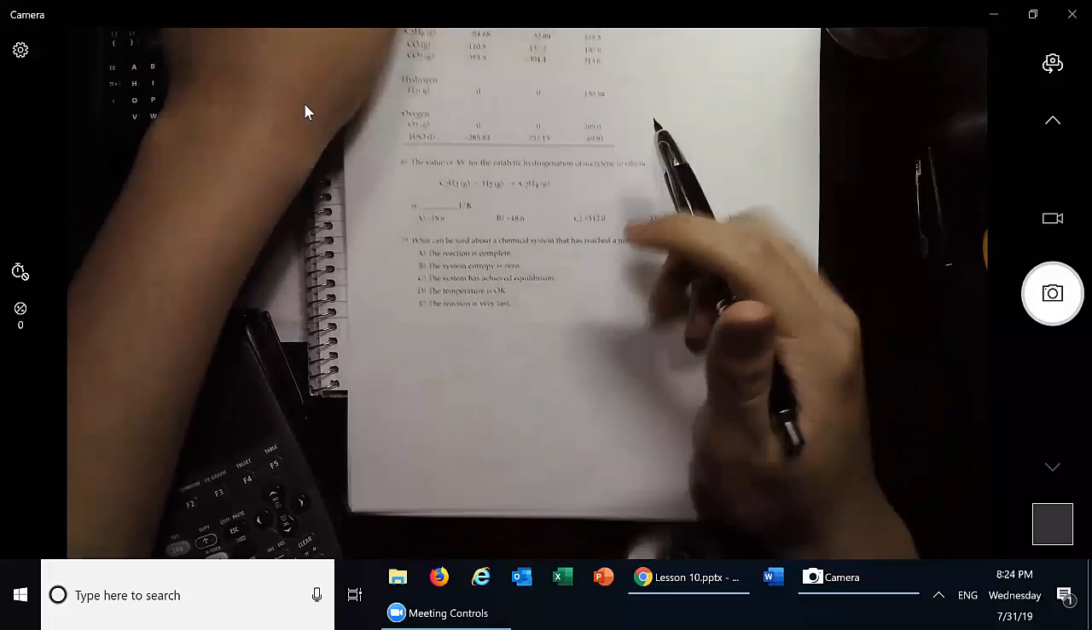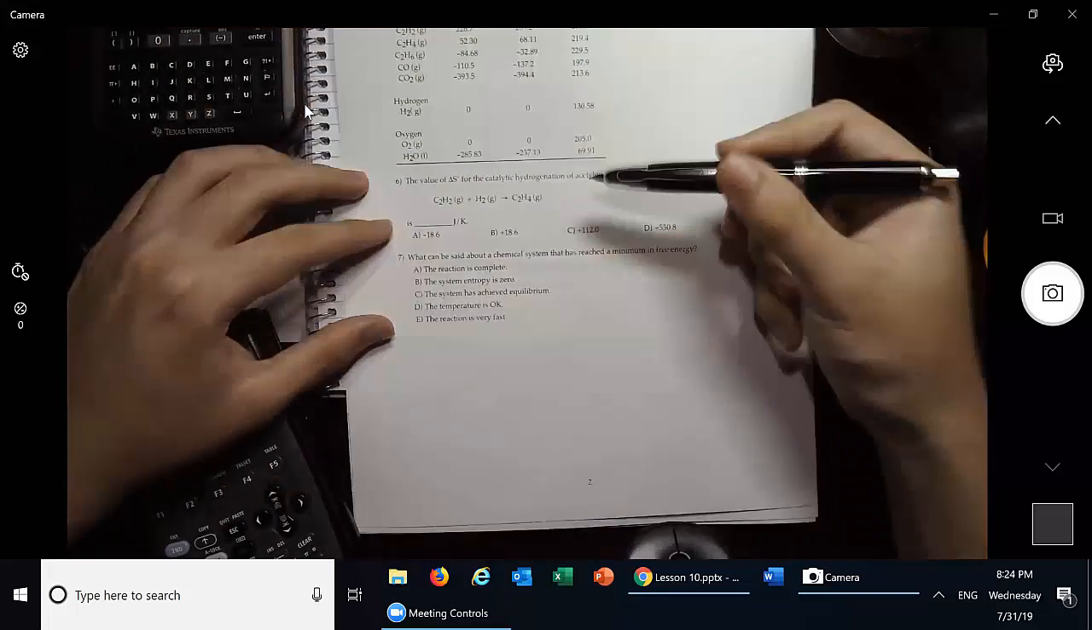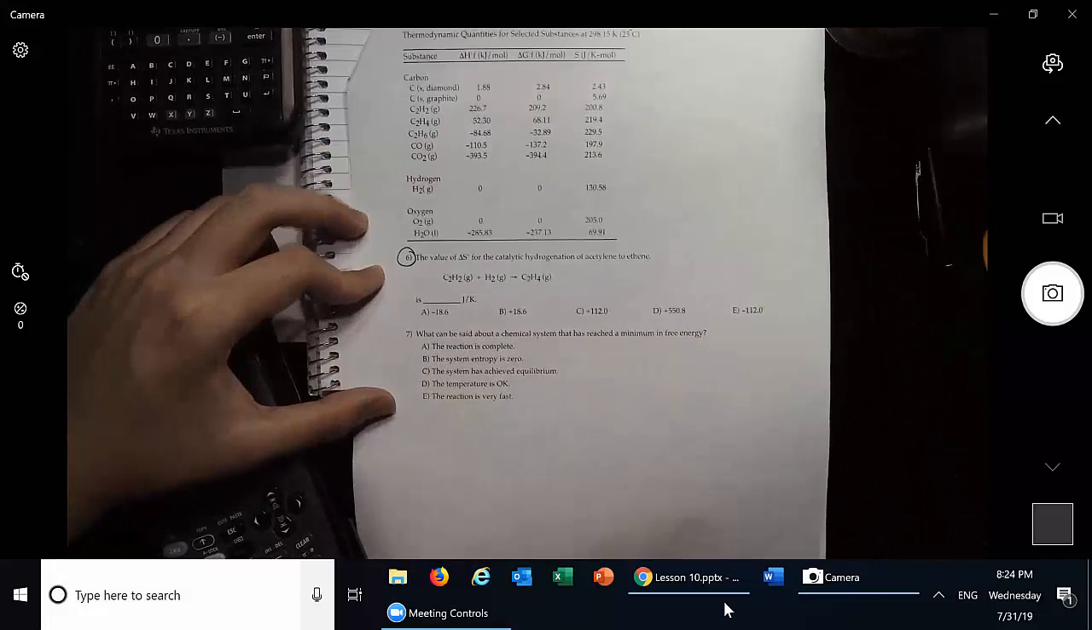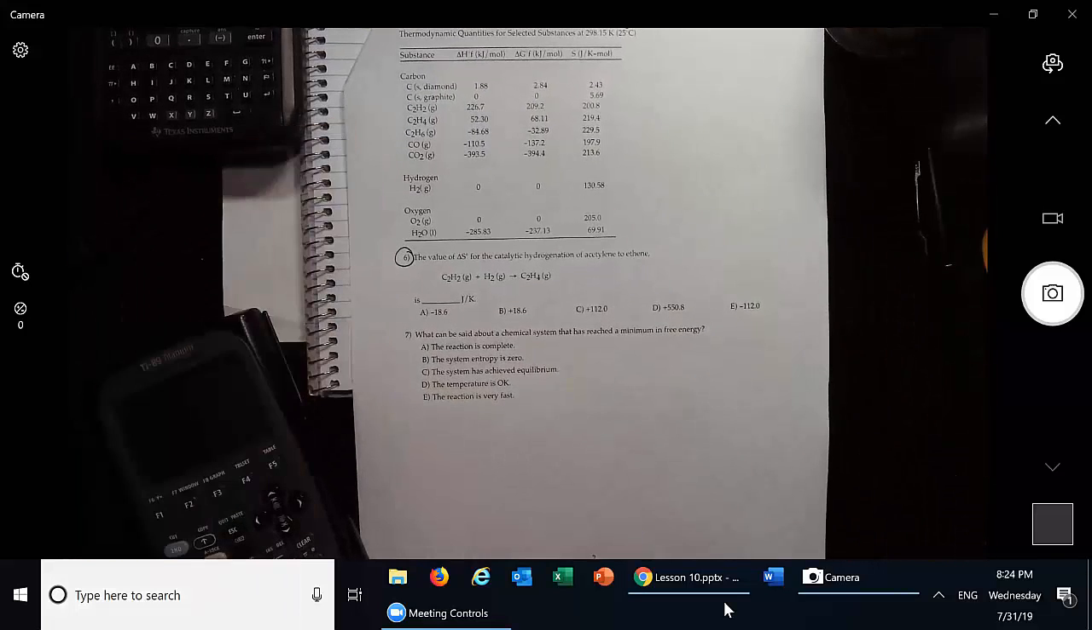So can we do this problem? Number 6. Can you just do 6?